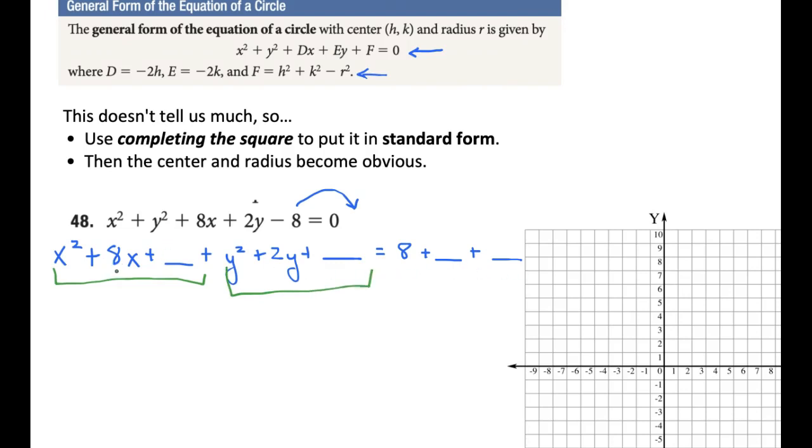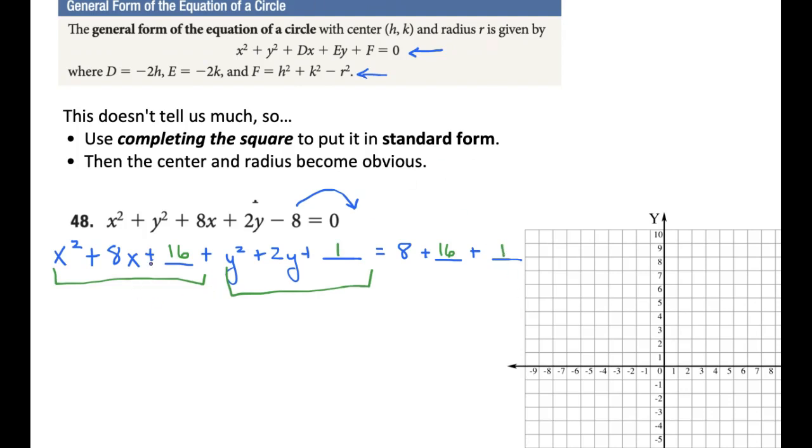So half of 8x, half of 8 is 4. Square that is 16. So I'm going to add 16 right here, and I'm going to add 16 to the other side. All right, looking at the y part of it, half of 2 is 1, squared is 1, and so I'm going to add 1 to the other side.